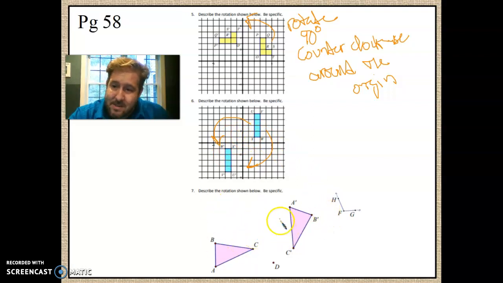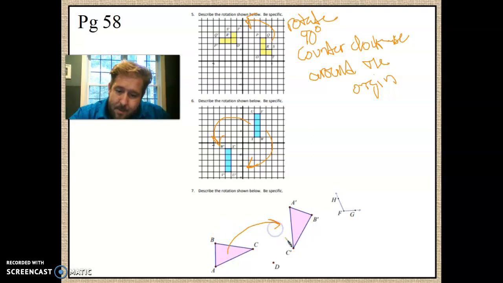Now, in question 7, it's not going around the origin. It's rotating around point D, but how many degrees is it going? It's this amount of degrees. That's basically the angle of rotation, which happens to be angle HFG. So the answer I would say here is: triangle ABC is rotated around point D, with an angle of rotation of angle HFG.